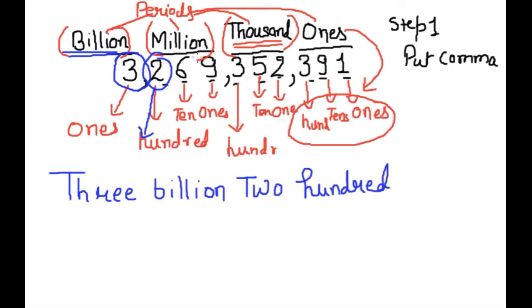Now come to the place value of 6. This is tens, so we will write 69. Here this period is over. Million period is over, so we will write million.